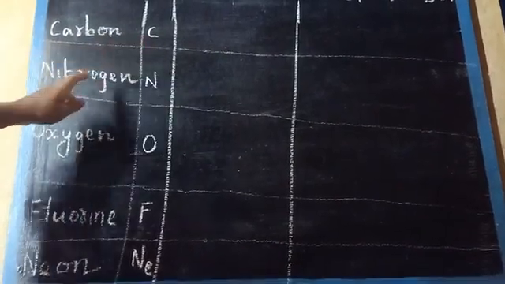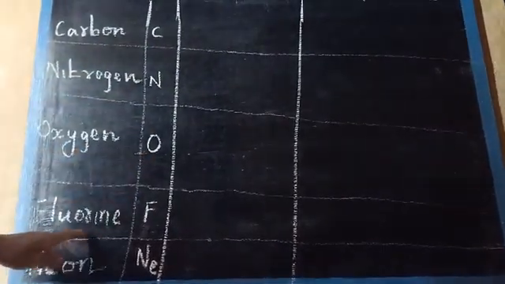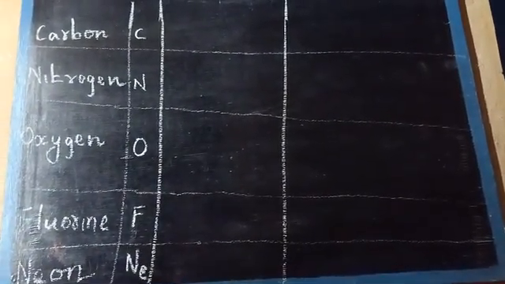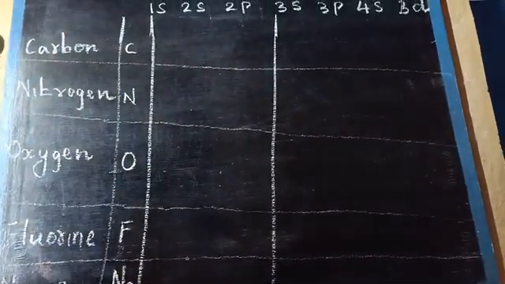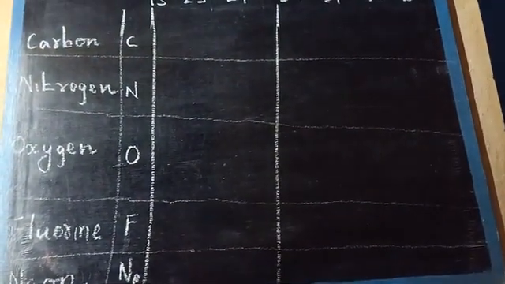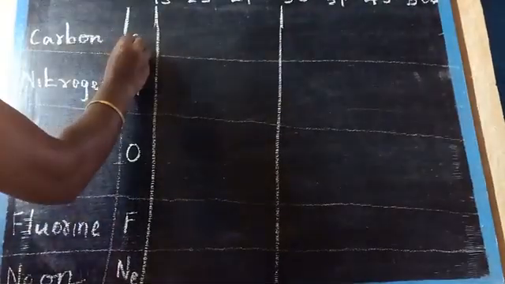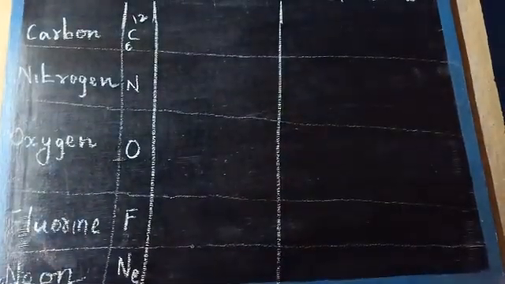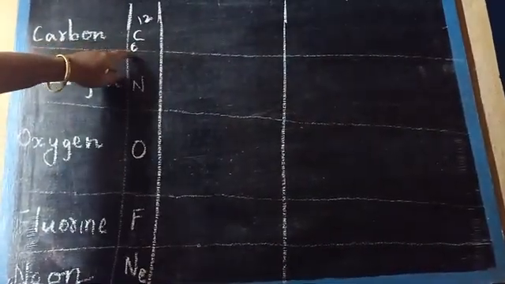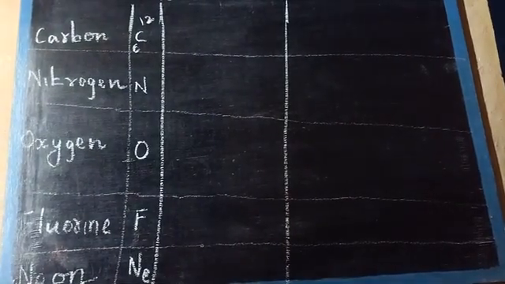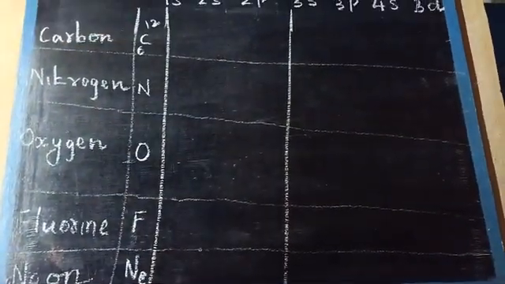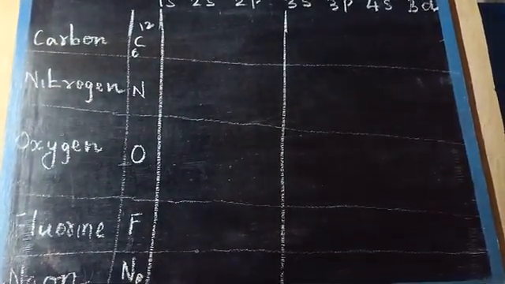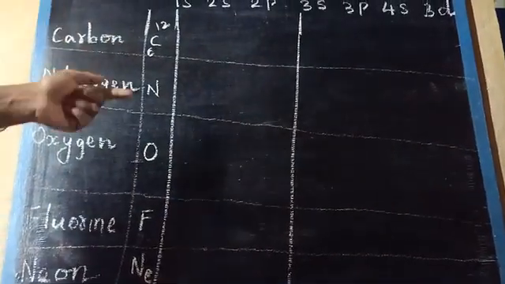Symbol C, nitrogen N, oxygen O, fluorine F, neon 10. Okay children, in your textbook the atomic number is given in the superscript position, but the general concept is that the atomic number is written in the subscript position. In the superscript position write the mass number. Okay, no confusion. Atomic number is written at the bottom of the element. Mass number is written at the top of the element.